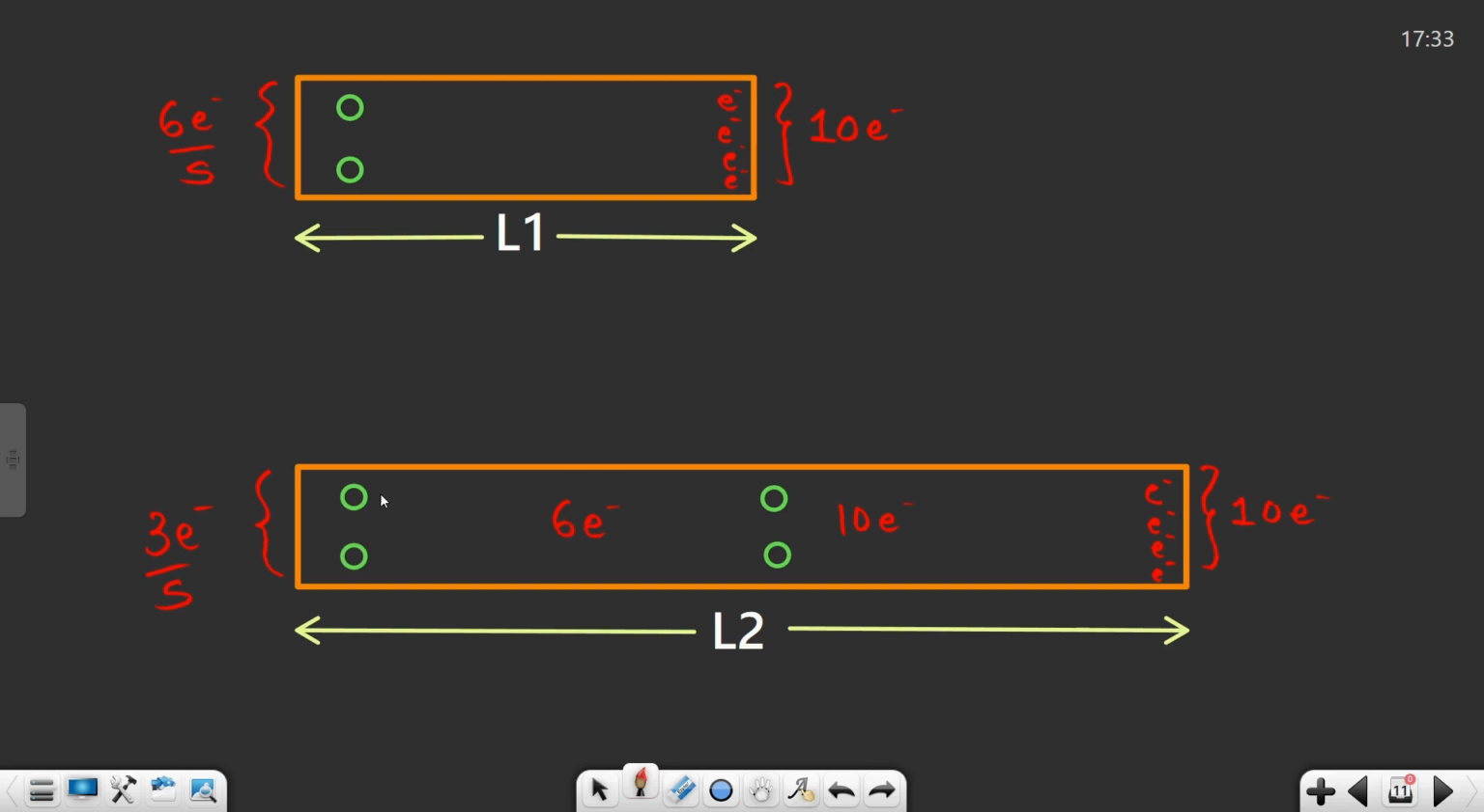Out of these 6 electrons, the moment they approach over here, again there were 2 nuclei. So these 2 nuclei deflected 3 electrons, and the remaining 3 electrons came out of that conductor, right? So you see, as the length increases, the number of electrons that move from point A to point B decreases. I hope you are able to understand this particular scenario.